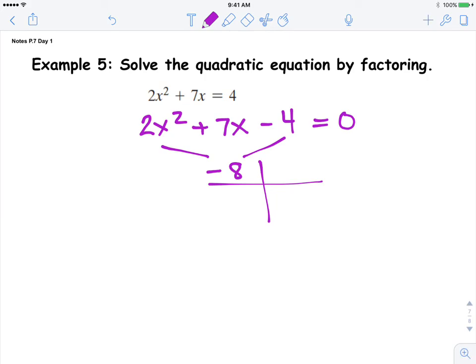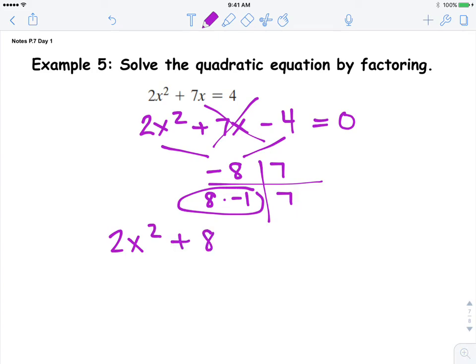And I'm going to say, what are the factors of negative 8 that add to positive 7? Well, that's going to be positive 8 and negative 1. So these are the terms that we're going to split up that middle term with. So we have 2x squared plus 8x minus 1x minus 4 equaling 0.